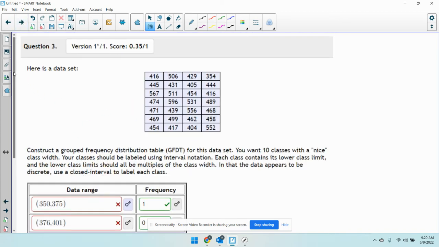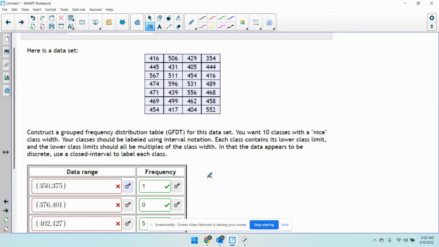Just some things to keep in mind when you're writing intervals. You're going to want to use square brackets instead of parentheses. That alone would make the marker wrong. But the setup's good. It looks like you have a class size of 25. We'll say class width is 25. And you always want to start at the number that is a multiple of our class width. So 350 is a good place to start.